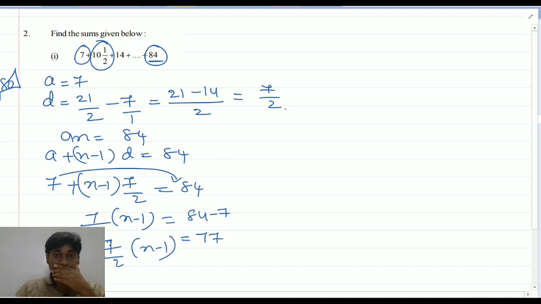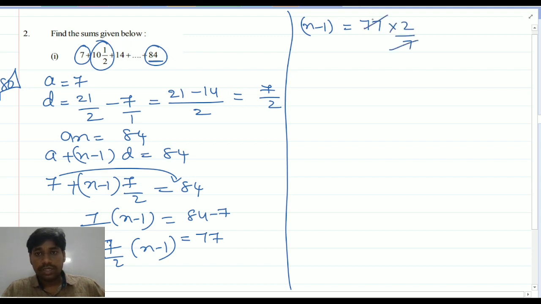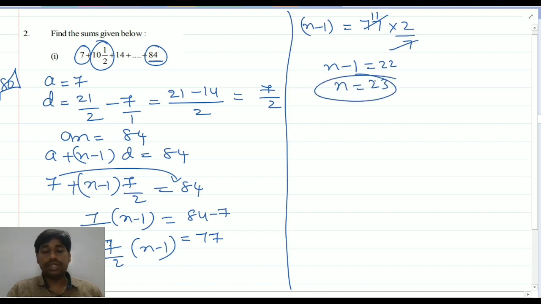Then what we can do, n minus 1 is equal to 77 into 2 by 7. It is 11 times, 11 2s are 22. So n minus 1 is 22. N is equal to 23, because this goes here and becomes plus 1. Okay, so the number of terms is 23.